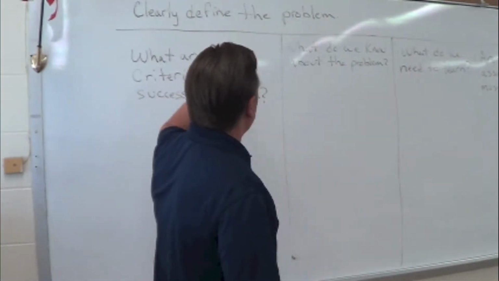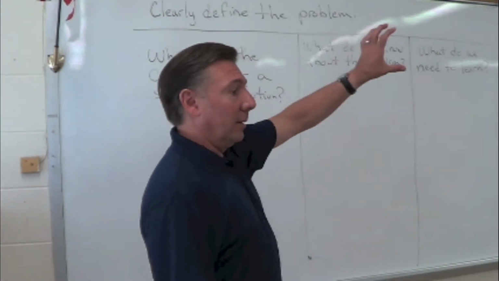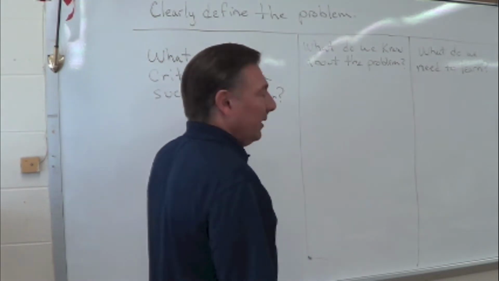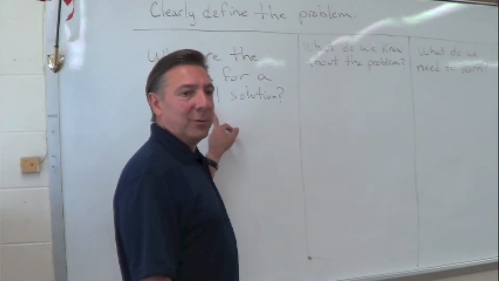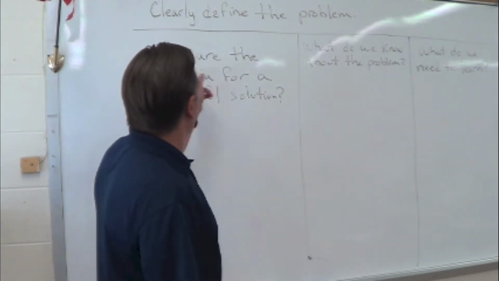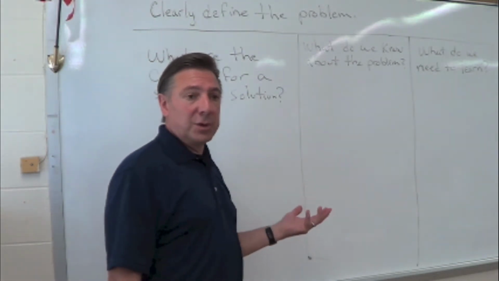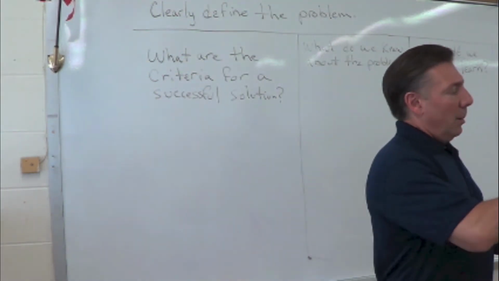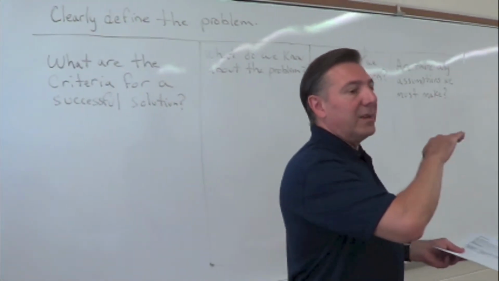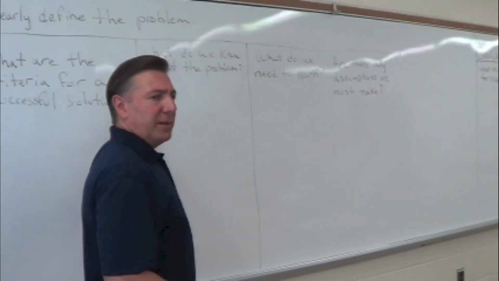So once you've clearly identified the problem, you know what the problem is, what does a good solution look like? Some people struggle with the word criteria, so we've had to reword this. But basically, what are the criteria for a successful solution? At the end of the day, if you properly solve this problem, what does a good solution look like? And you have to think about that.